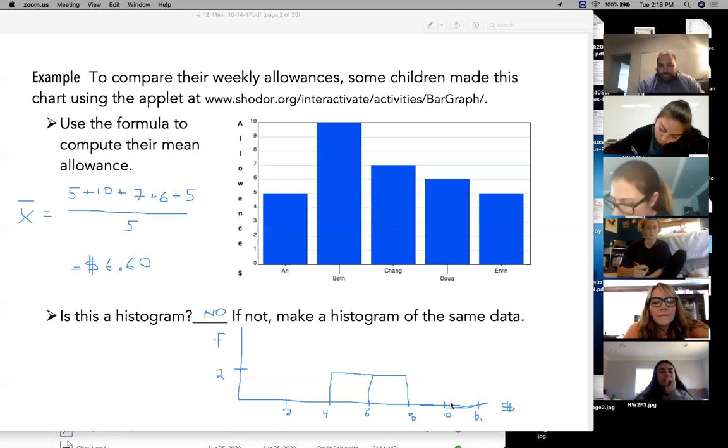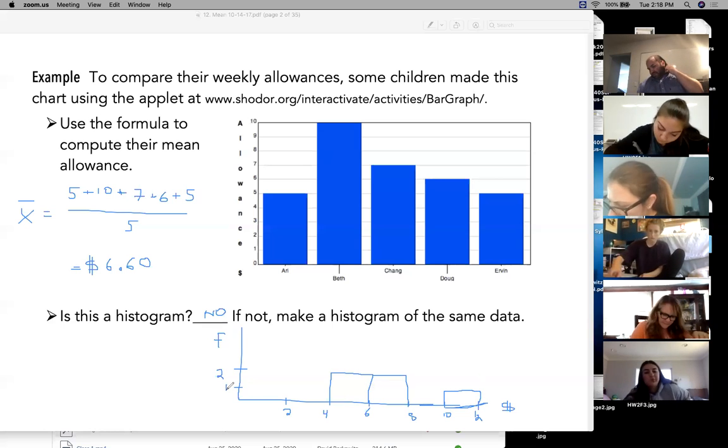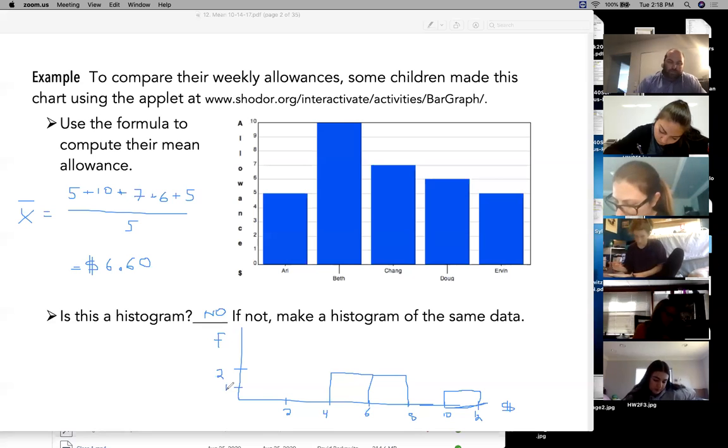1. So, Professor, what's the vertical thing over there? Frequency. How often? This will be a histogram.